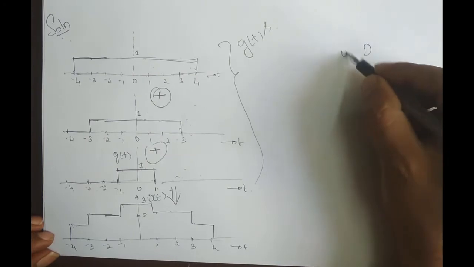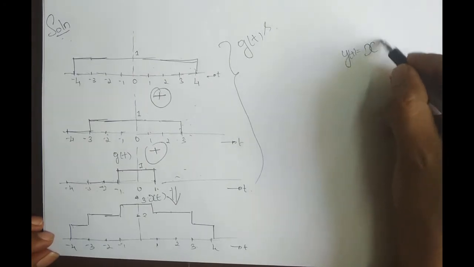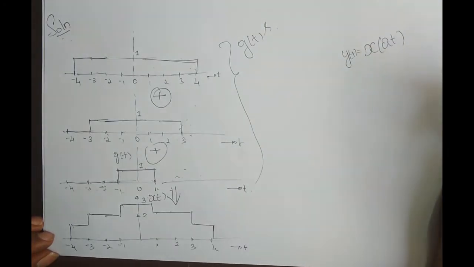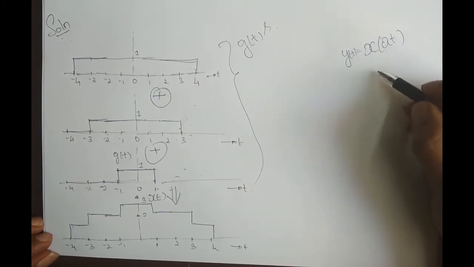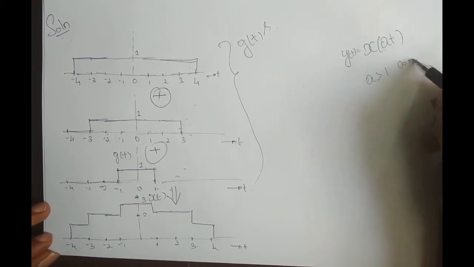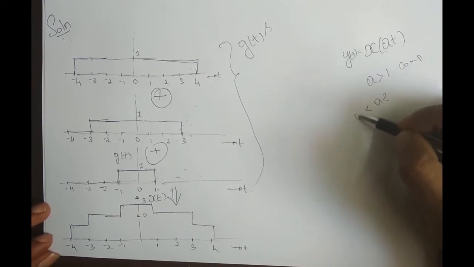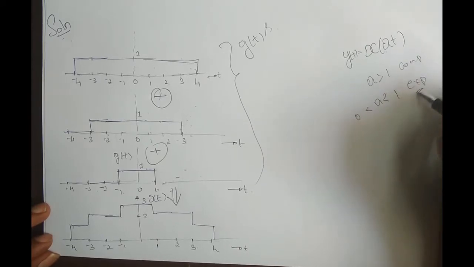X of, so y of t is equal to what? x of a into t, right? So where a is the scaling factor. If a is greater than 1, it is compression, right? If a is in between 0 to 1, it is expansion, right?